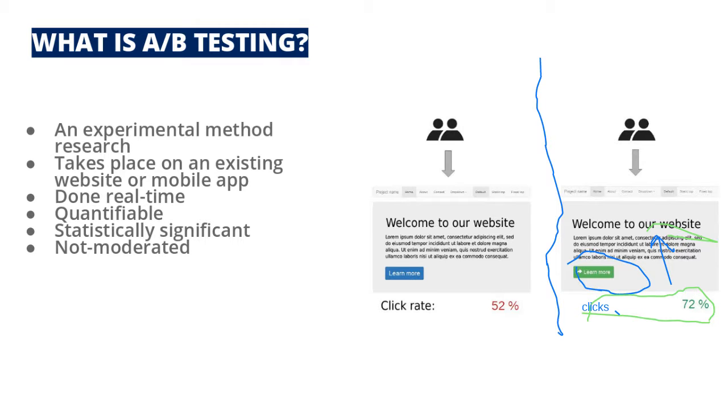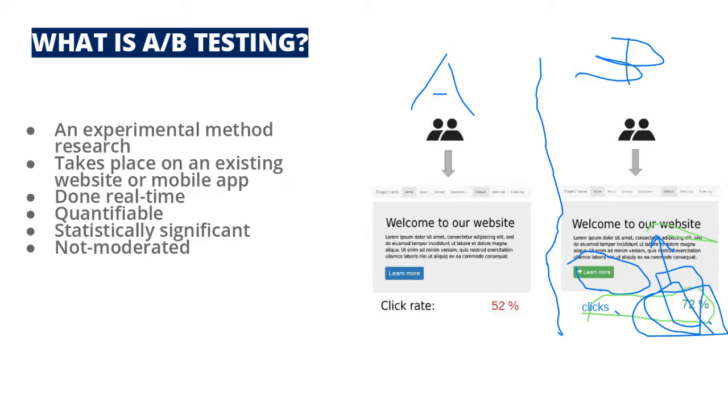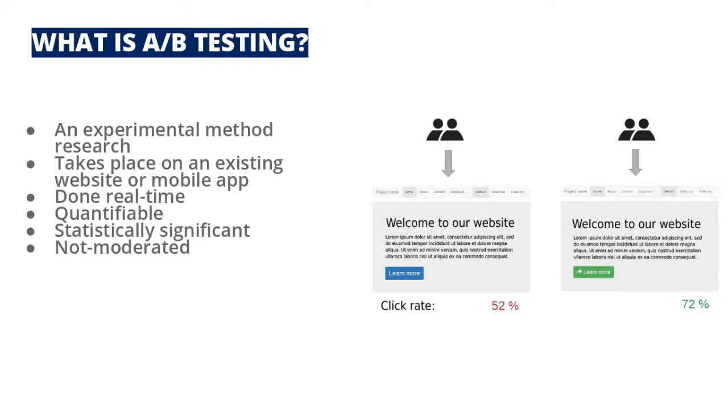Then what we'll do is we change the button. So we create a version B. We change the button to green, and we're going to track the number of clicks on that button. And we're going to compare that to version A. In this example, they've said we got a 70% increase, more clicks. Bang. Do we have a winner? I say yes, we do.